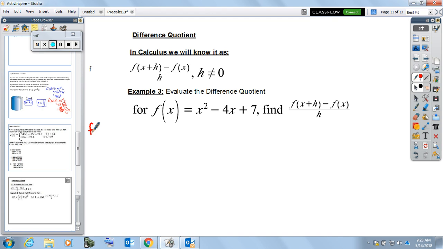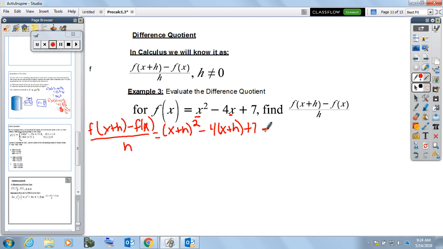To find the difference quotient in this particular example, that's going to look like this. Wherever I see an x in my function, I need to replace it with x plus h. So x plus h squared minus 4 times x plus h plus 7, all minus my original function. So this is my original function. Wherever I see an x, I'm going to keep the x already involved. So minus x squared, that's going to turn into a positive 4x and a negative 7. And that's all still going to be divided by h.